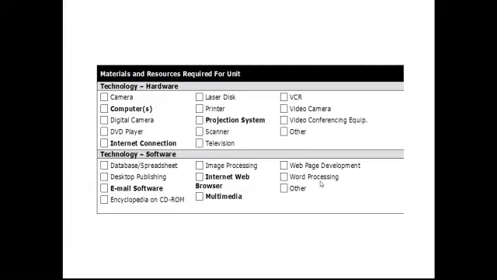And the last activity in the project is that the teacher will give some materials and resources required for the unit. For example, the technology hardware: we have digital cameras, an internet connection, and many other options. Technology software: we have email software, internet web browsers, multimedia, and other software.